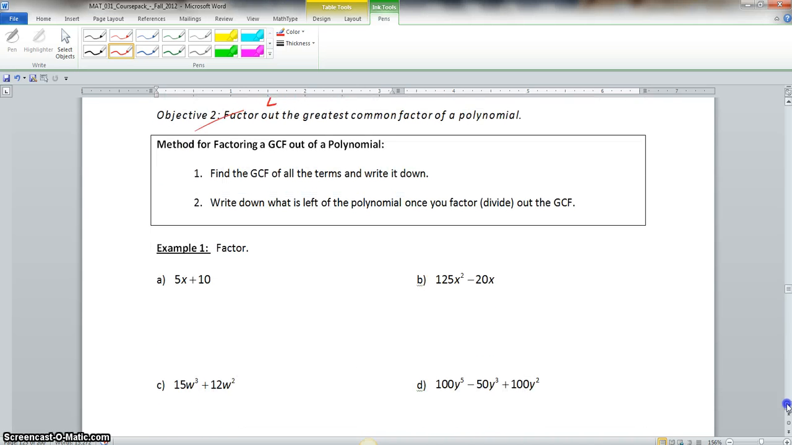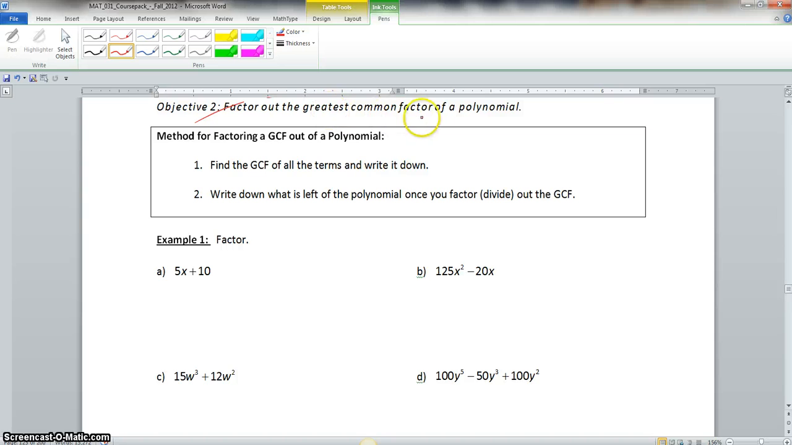Now we have objective 2. It says factor out the greatest common factor of a polynomial. It gives the method for factoring a GCF out of a polynomial. First, we find the GCF of all the terms and write it down. Second, we write down what is left of the polynomial once you factor out, or divide out, the greatest common factor.